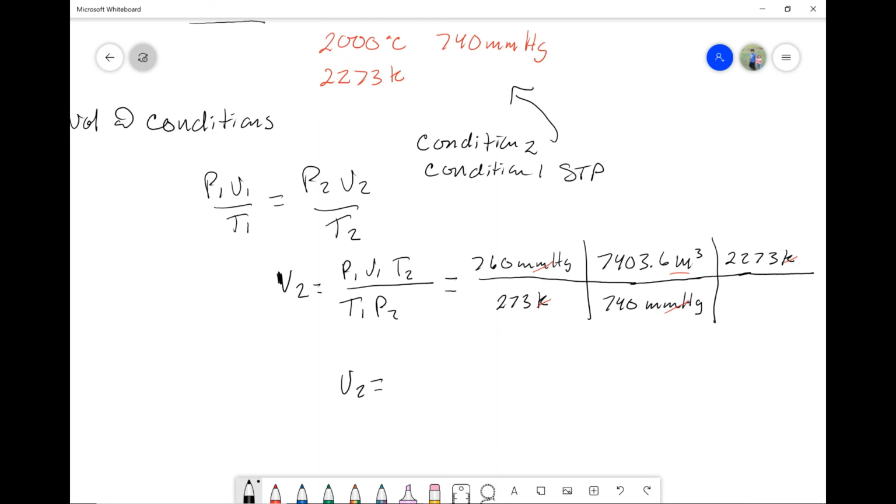All right, so if you're working along, this is what I got for this volume. It's a pretty big one too. It's 63308.43 meters cubed.